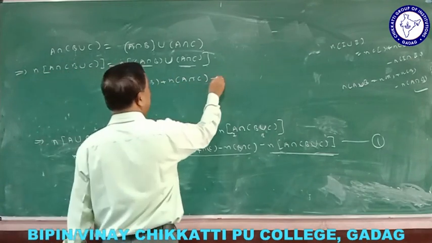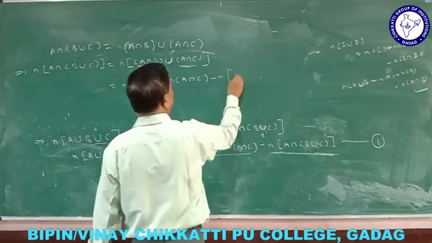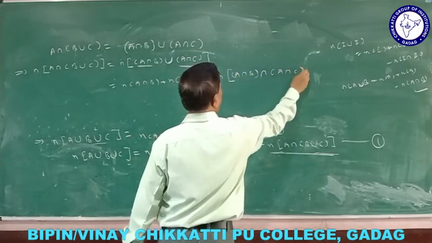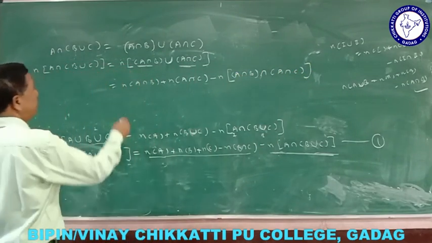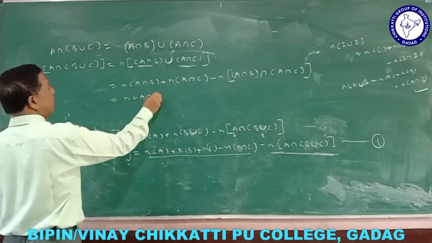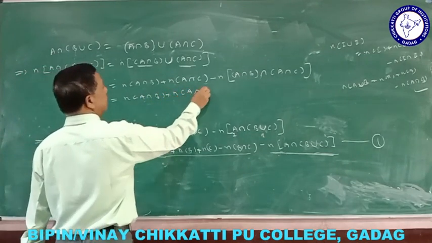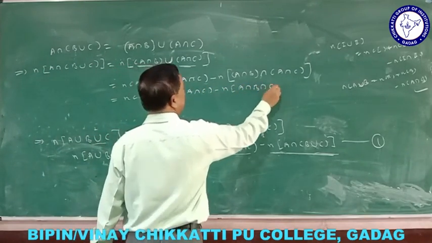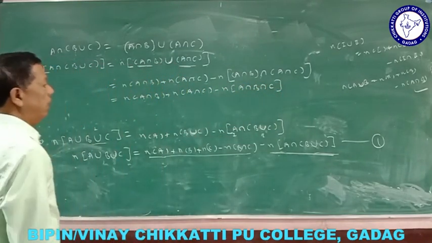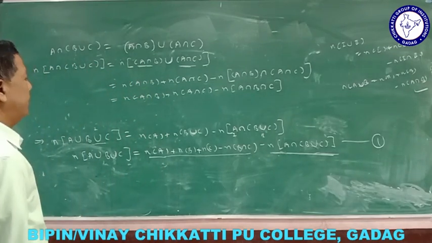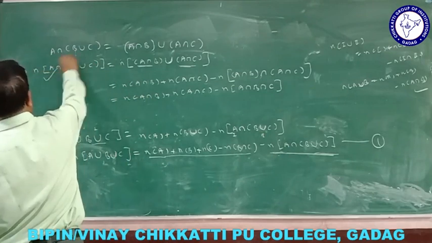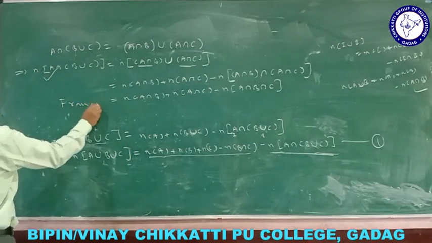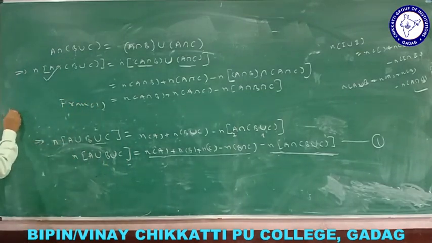And minus n of A intersection B intersection A intersection C. Yes. And you try to understand, n of A intersection B, n of A intersection C, and minus n of A intersection B intersection C. It is all together. And now you have to tell the result, that this result you have to substitute here. And from 1, what is 1? You look at this, we get the final result.